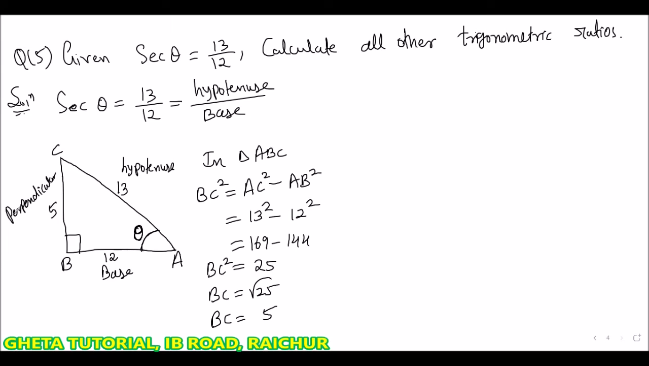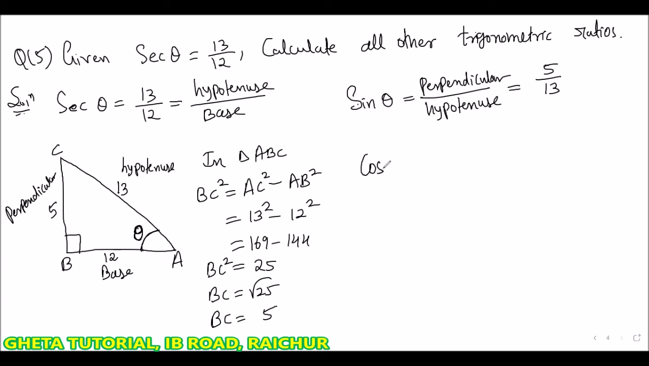Next, they are asking all the trigonometric ratios. So first, to start with the sine. But here you should not write A, because here theta is given. So what should I write here? Sine theta. The ratio will not change, same ratio. Sine theta is equal to perpendicular by hypotenuse. So perpendicular is 5, hypotenuse is 13. So 5 by 13.